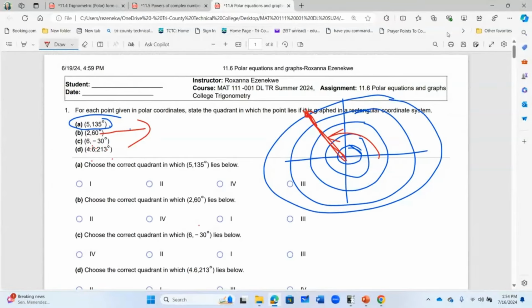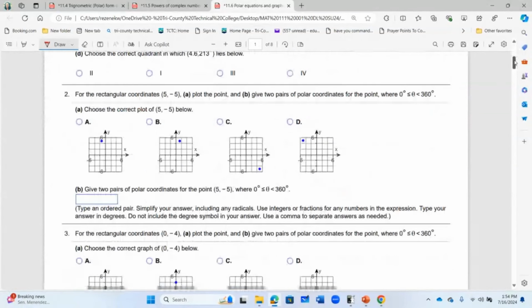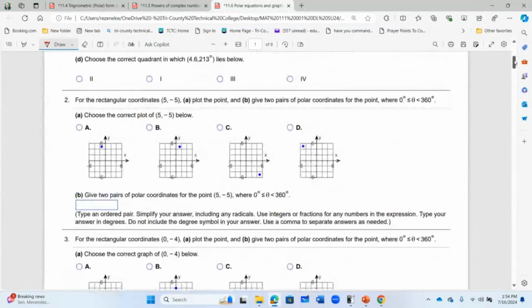When we come back next Thursday, we start from polar again. We're not going to waste time on polar though. We're going to start from polar again when we come back. For the rectangular coordinate (5, -5), plot the point.